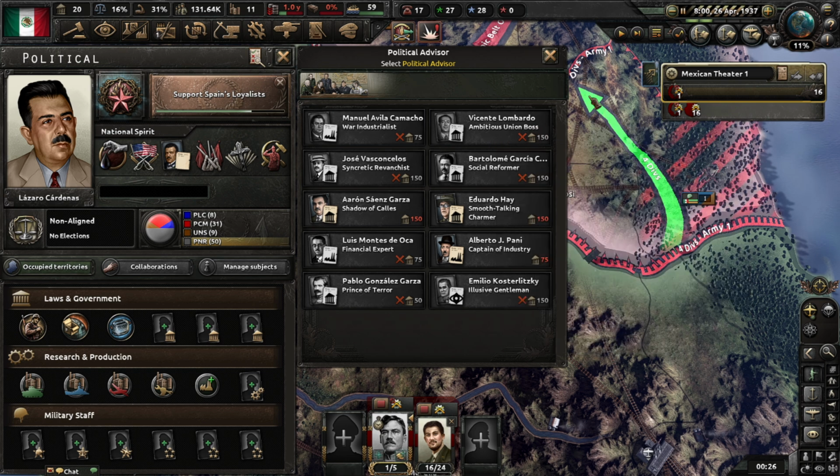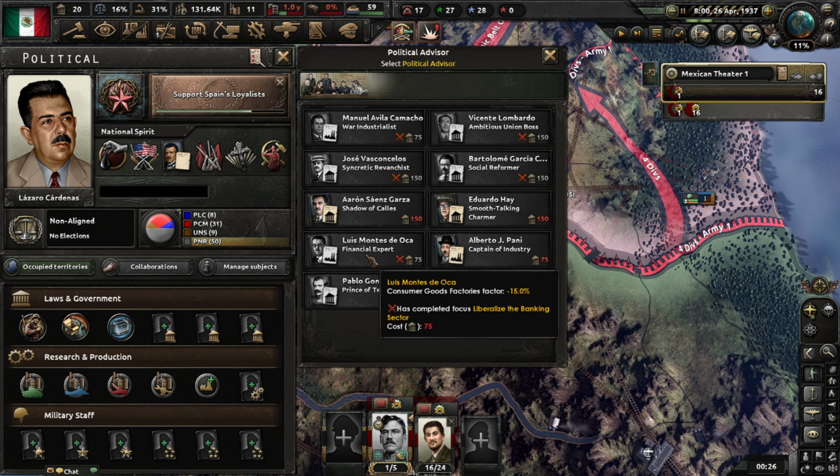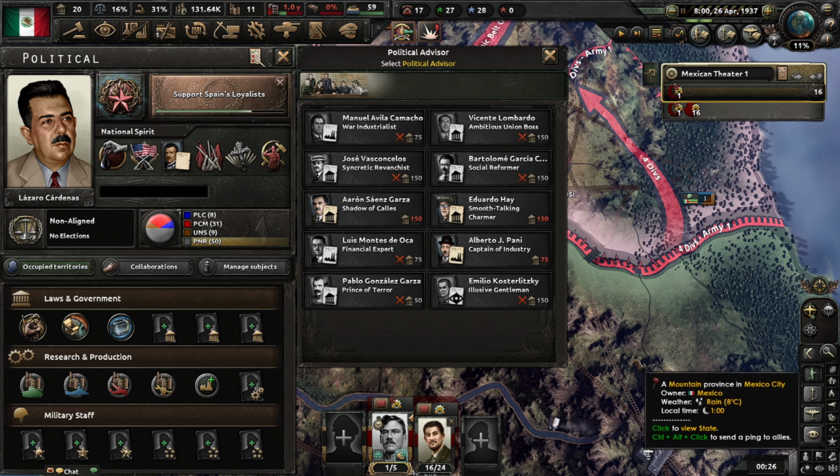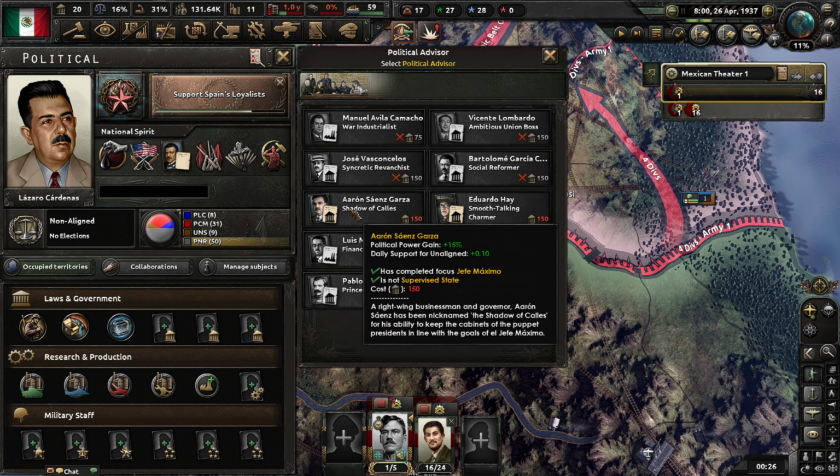Yeah. Shadow Police gives political power gain, but also gets unaligned.